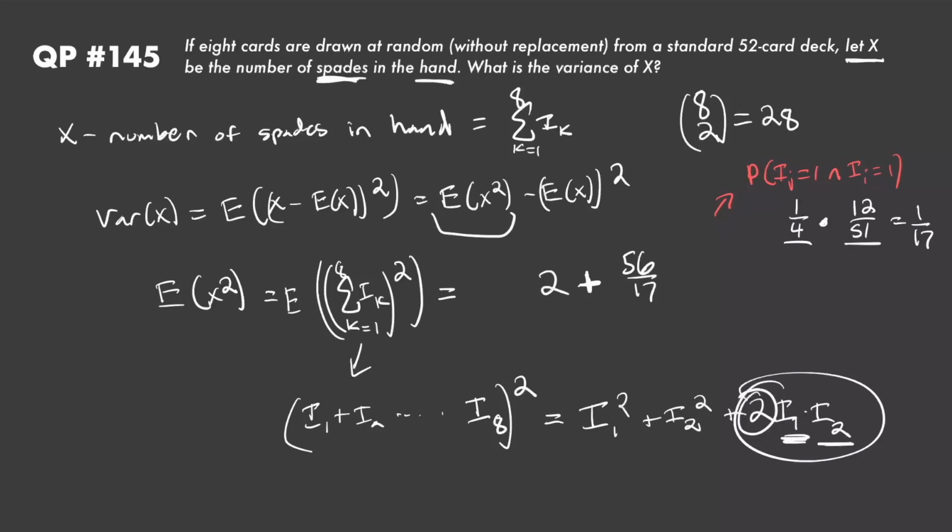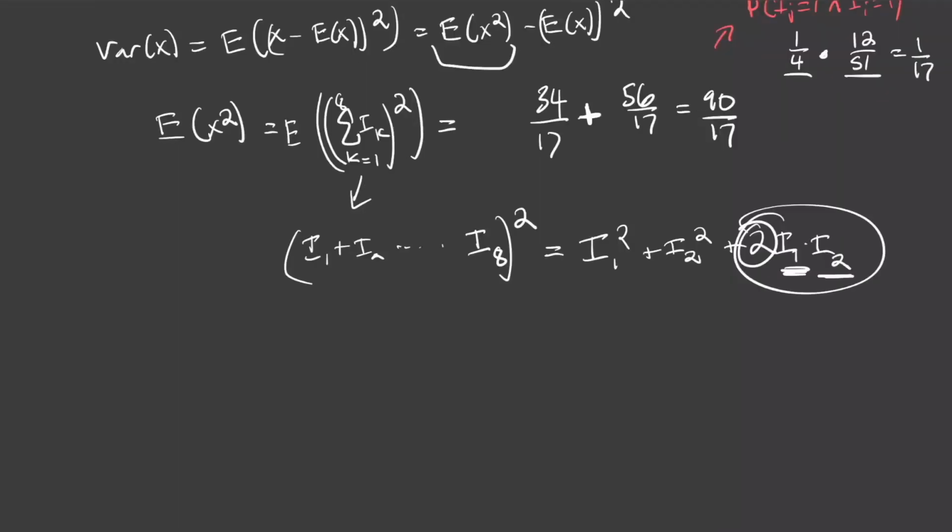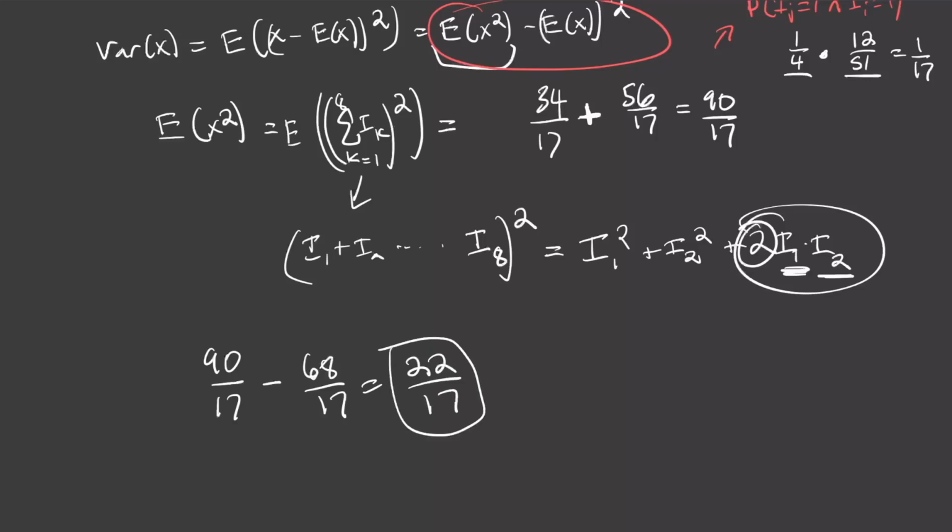Now we're adding 2 plus 56 on 17, which is 34 on 17 plus 56 on 17, so that's 90 on 17. That's the second moment of X. Now for the variance, we still need to calculate the expected value of X squared, which we got was 90 on 17, minus the expected value of X all squared, which we calculated at the very beginning of the video. Remember, we got 2, so we have 2 squared, which is 4. 4 is the same thing as 68 on 17, so when we subtract these, we get 22 on 17, the same thing that we got back here.